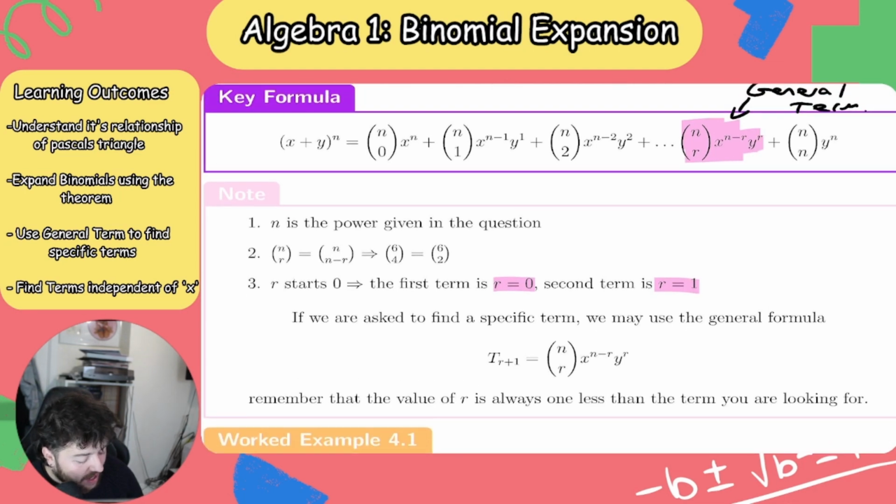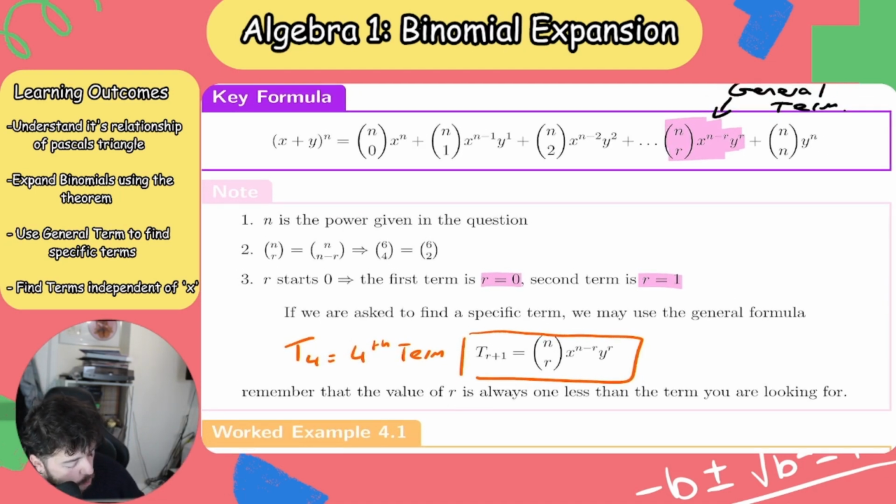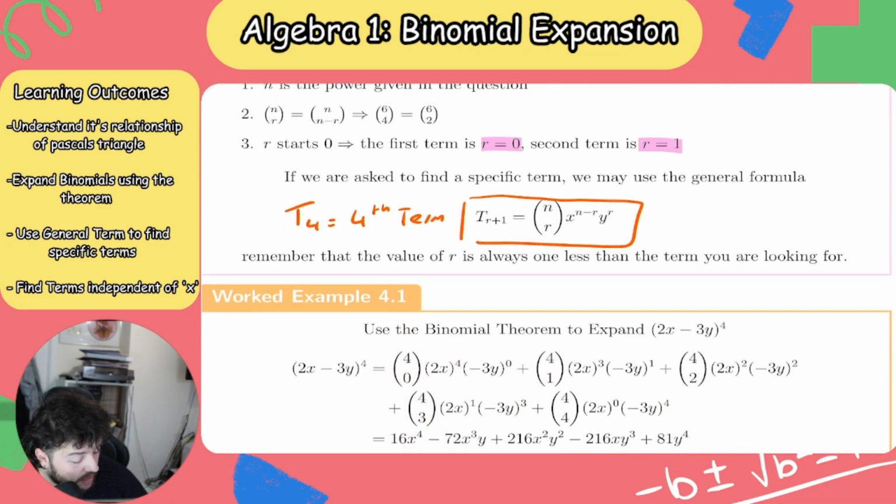So again, here is our general term formula, t r plus 1. Again, this subscript just means which iteration we're looking for. So t4, for example, would be the 4th term, t6 will be the 6th term, t10 will be the 10th term, etc. So remember, the value of r is always 1 less than the term you're looking for. That's really, really important.